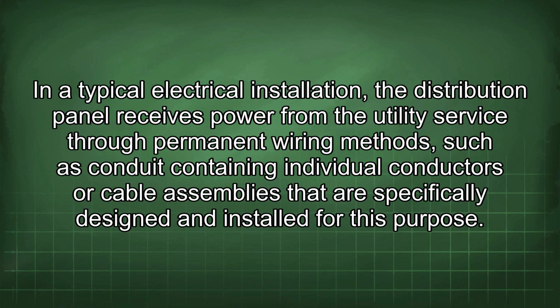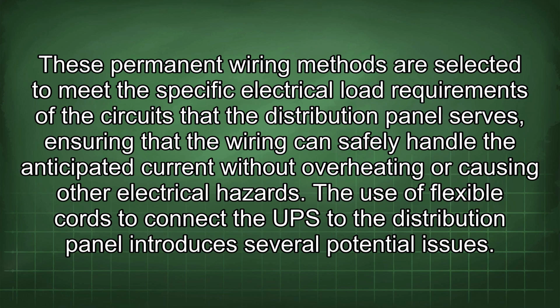In a typical electrical installation, the distribution panel receives power from the utility service through permanent wiring methods, such as conduit containing individual conductors or cable assemblies that are specifically designed and installed for this purpose. These permanent wiring methods are selected to meet the specific electrical load requirements of the circuits that the distribution panel serves, ensuring that the wiring can safely handle the anticipated current without overheating or causing other electrical hazards.